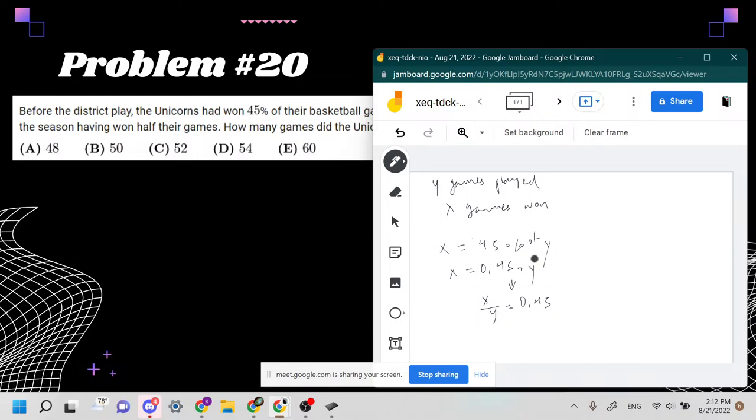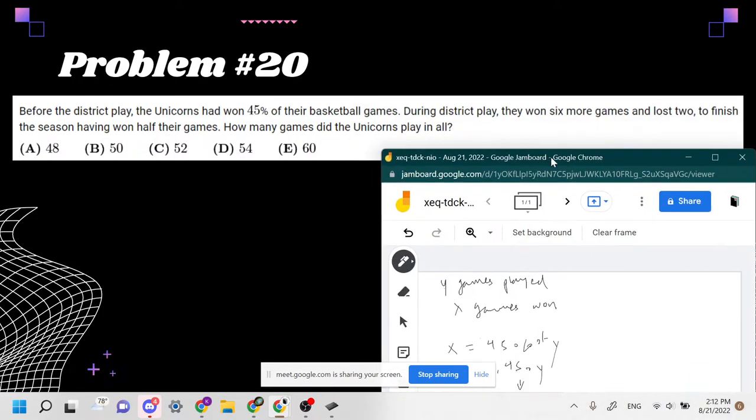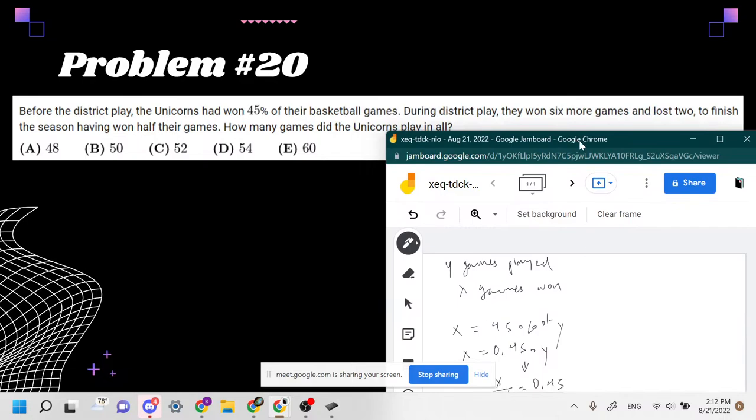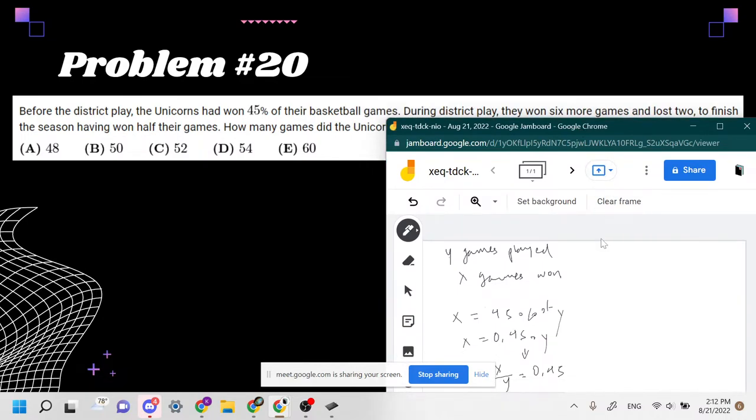Right. And then if we add the additional information given, it is x plus 6, because x represents the games won, and they won 6 more games. And then it is y plus 8, because they played 8 extra games: they won 6 games and lost 2, so 6 plus 2 is 8 total games played during the district play.